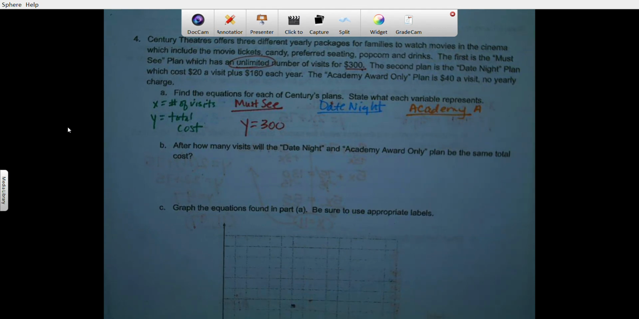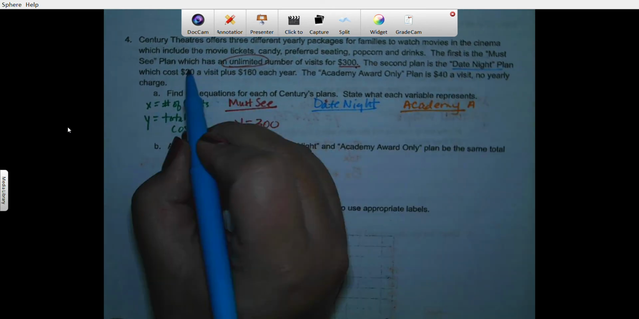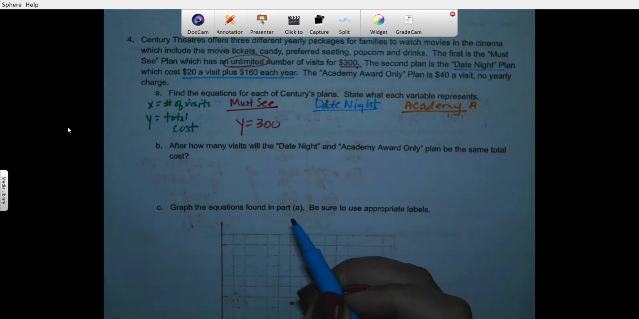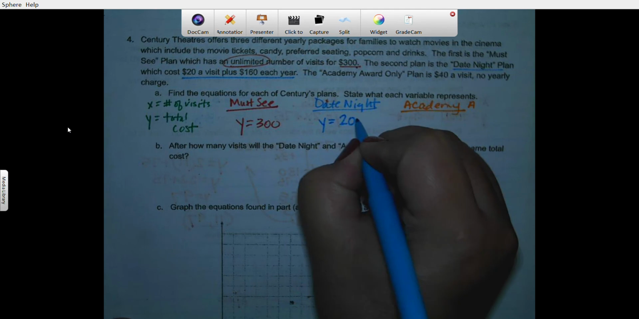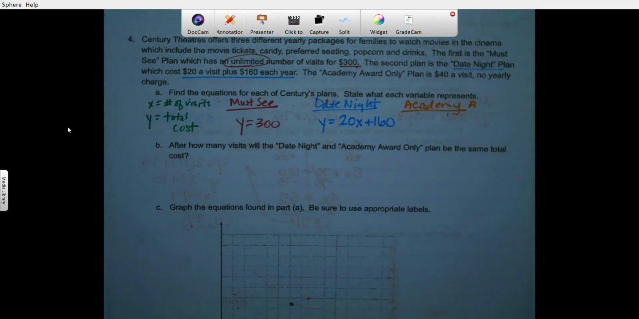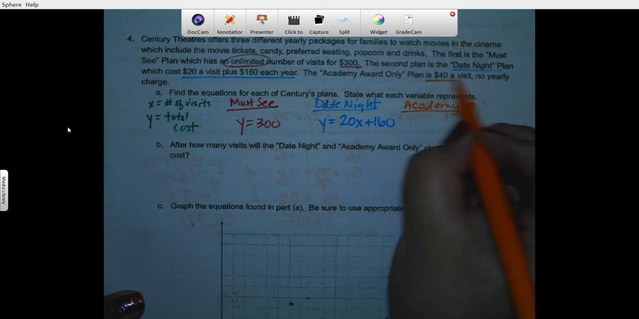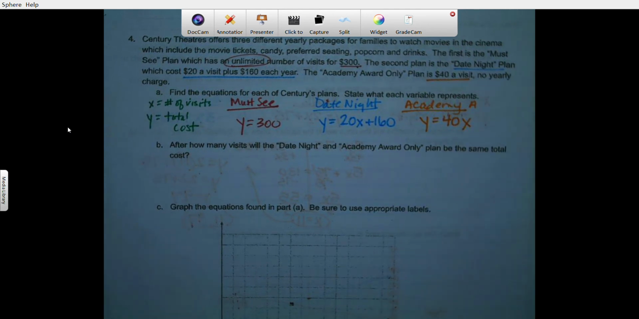Date night is $20 per visit plus $160 each year. So it's going to be $20 per visit plus $160 startup fee. Academy Award is going to be $40 a visit.